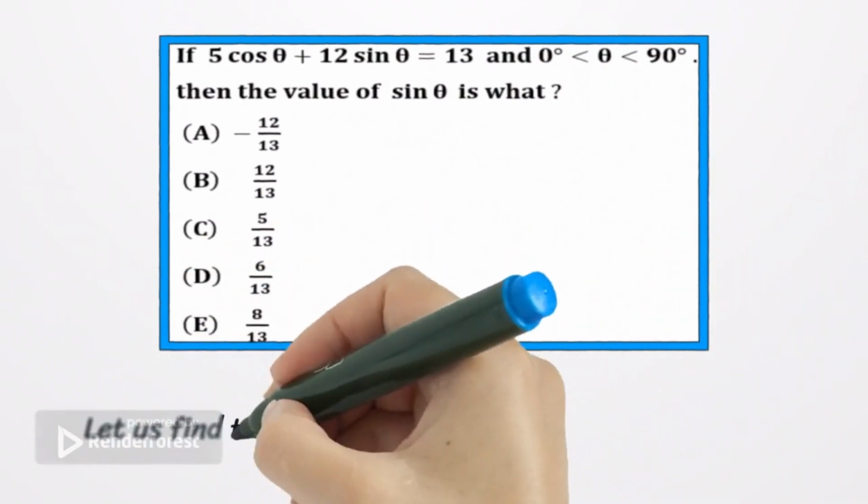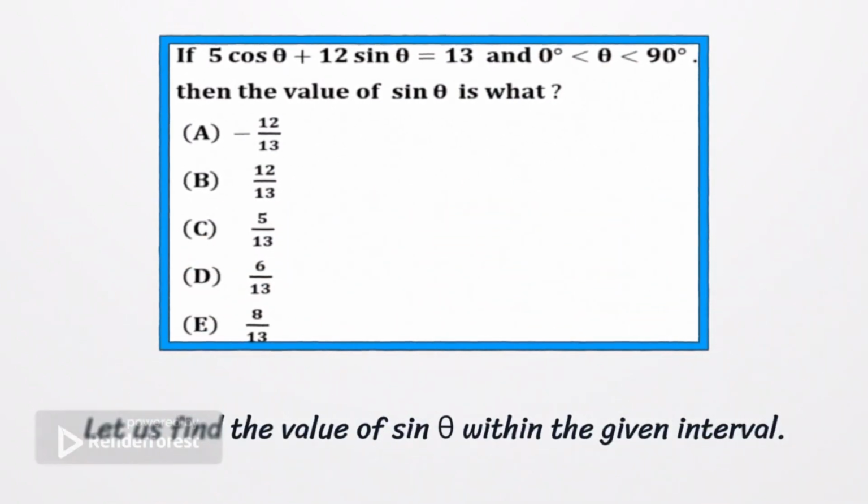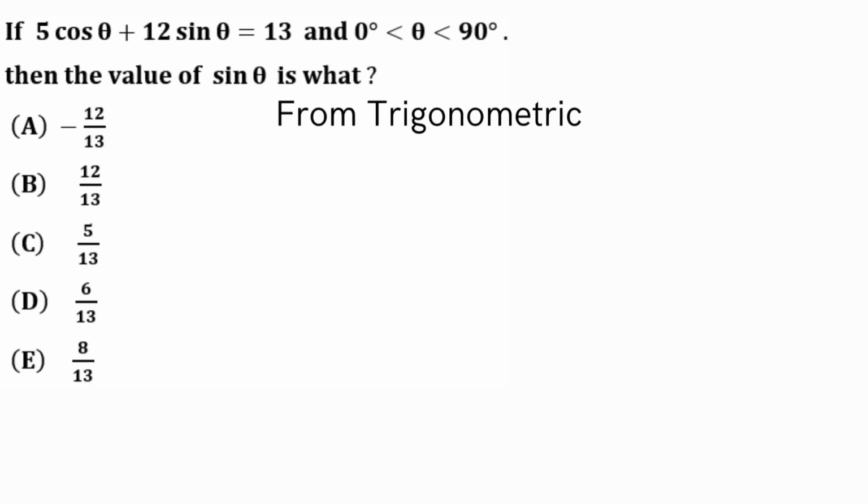If 5 cos θ + 12 sin θ = 13, find sin θ within the given interval. cos θ = √(1 − sin²θ).